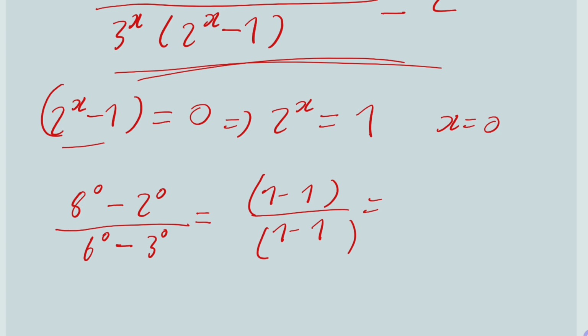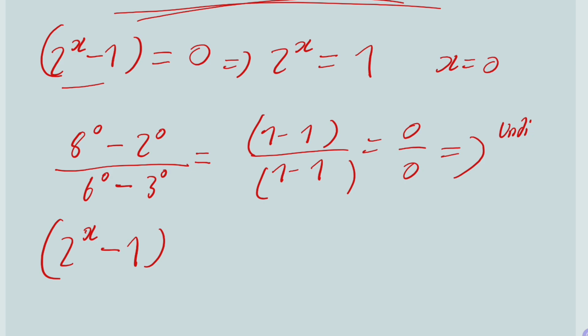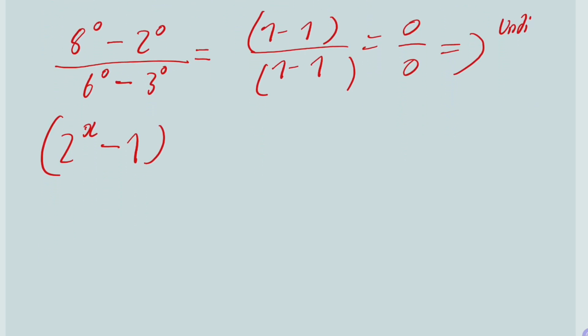which is equal to 0 divided by 0, which, according to math, is undefined. Because it is undefined, it's an extraneous solution that we must discard, since we've proven that x cannot be equal to 0. We know that 2 to the power x minus 1 is not equal to 0, so you can simply and safely cancel it out. Now, we're going to cancel it out.